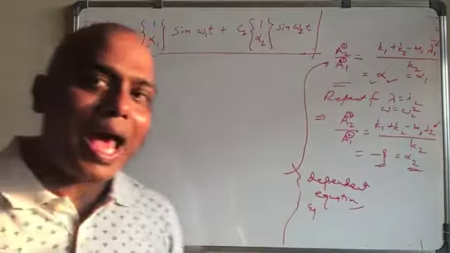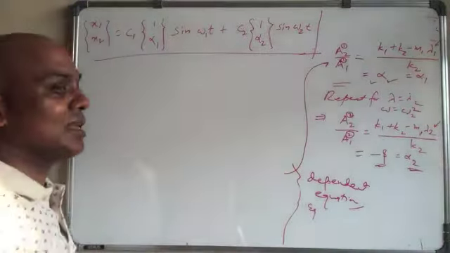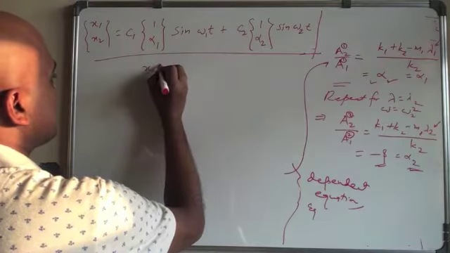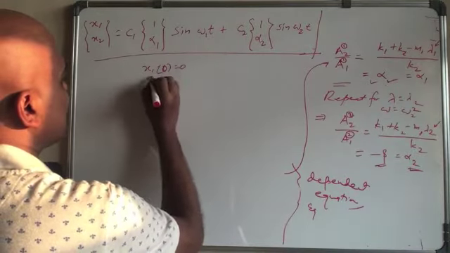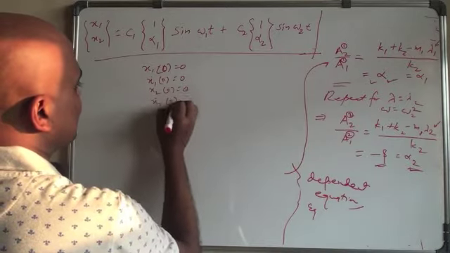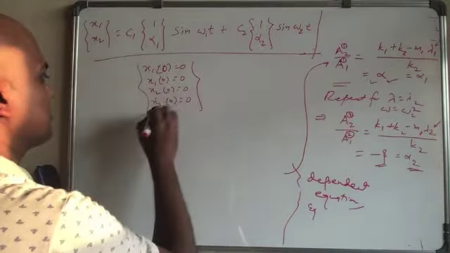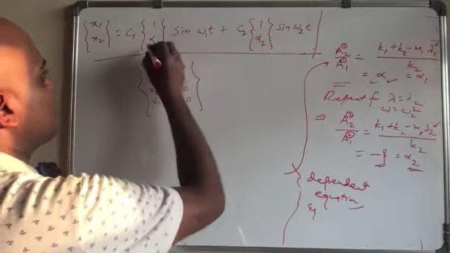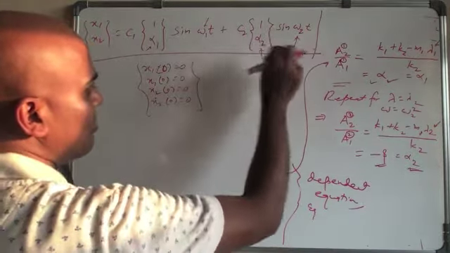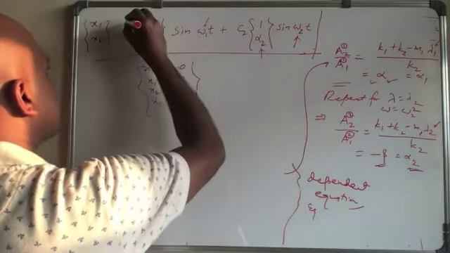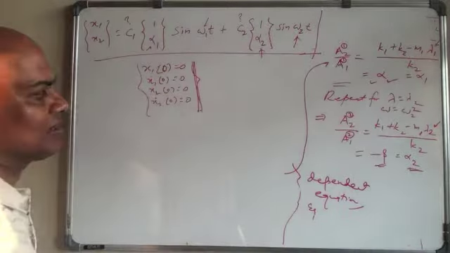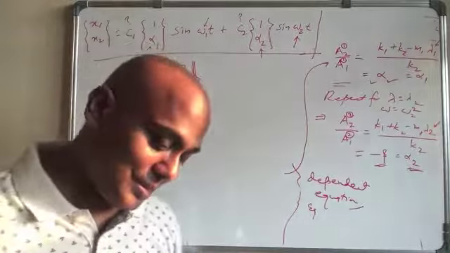But I said there are 4 initial conditions, right? 4 initial conditions means x1(0) equal to 0, x1 dot (0) equal to 0, x2(0) equal to 0, x2 dot (0) equal to 0. There are 4 equations. Here it looks like we know alpha 1, alpha 2 already, omega 1, omega 2 we know already, the numerical values. Only c1 and c2 remain. We have 4 equations here, only 2 unknowns. Where are the other unknowns? That's the thing.